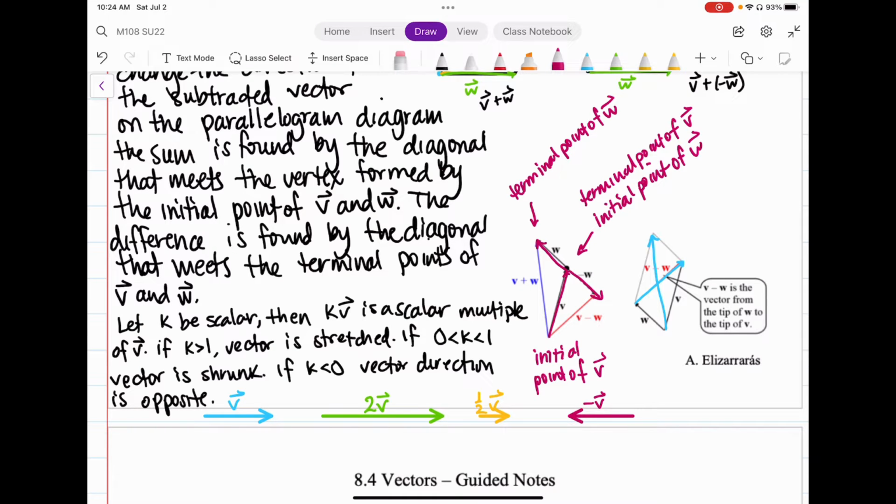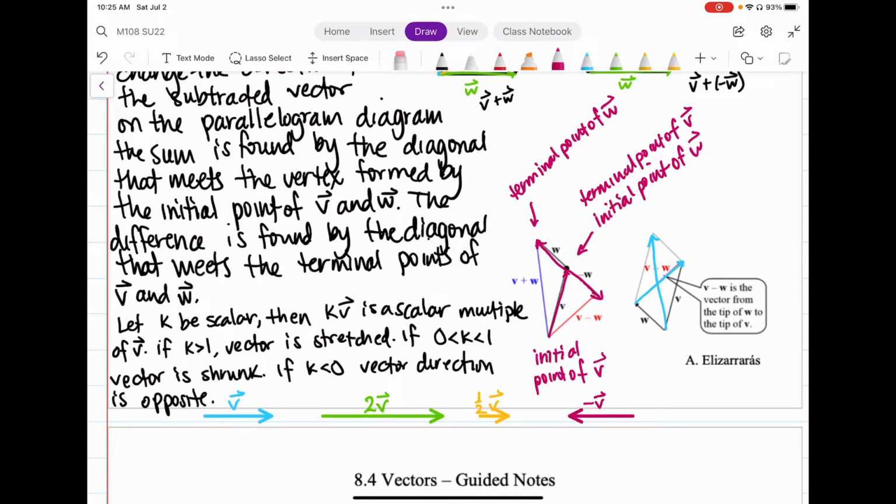In words, let k be a scalar, then kv is a scalar multiple of the vector v. If k is greater than 1, then the vector is stretched. If k is between 0 and 1, then the vector is shrunk. And if k is negative, then the vector direction is opposite.